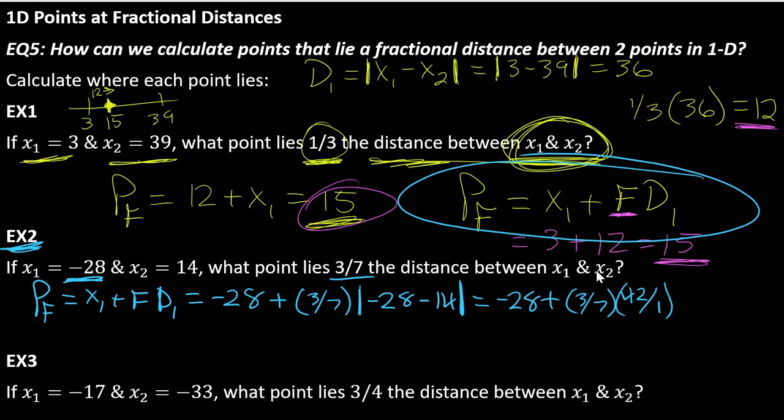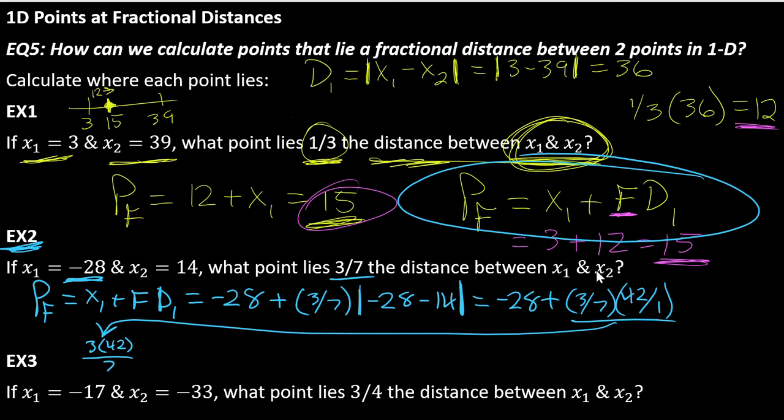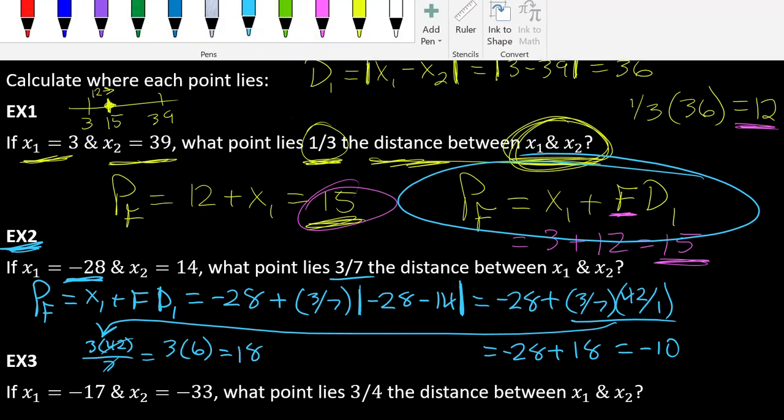Okay, and really I can go ahead and rewrite this a little bit simpler. So just bring an arrow on over here. I have 3 times 42 over 7 times 1, which is just 7. 42 over 7 is 6, so I really just have 3 times 6, which is 18. Then I've got negative 28 plus 18 now. That leaves me with negative 10, right? So we see how that works.